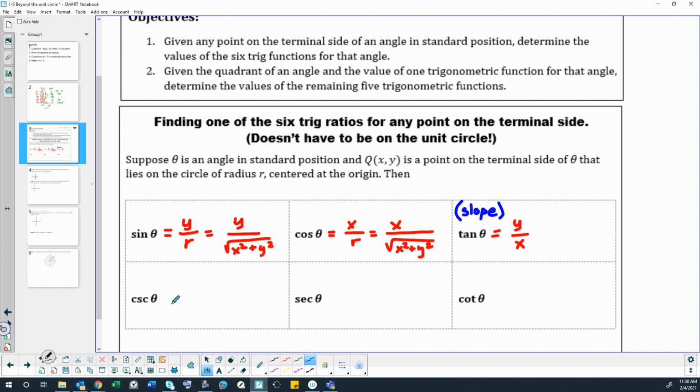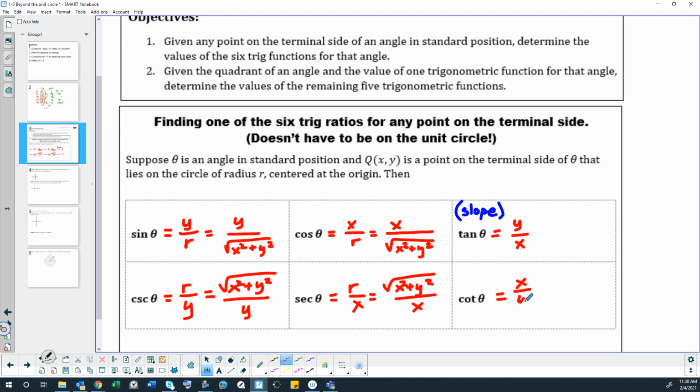Okay, cosecant. So cosecant is the reciprocal of sine, so we can call that r over y, or we can find that using Pythagorean theorem. So we would have the square root of x squared plus y squared over y, reciprocal of the sine, right? And then secant can be found with r over x, so square root of x squared plus y squared over x. And then cotangent, of course, is just the reciprocal of tangent, so x over y.